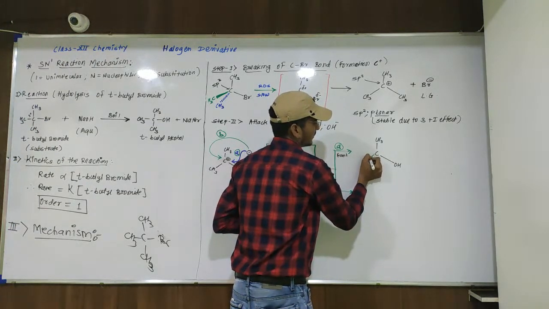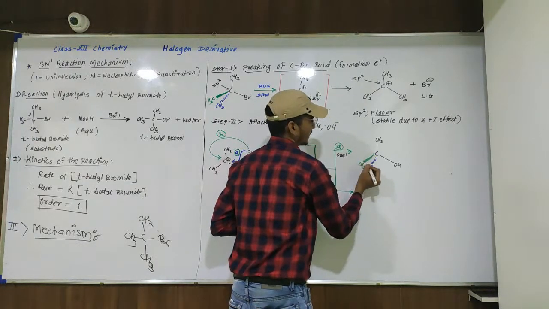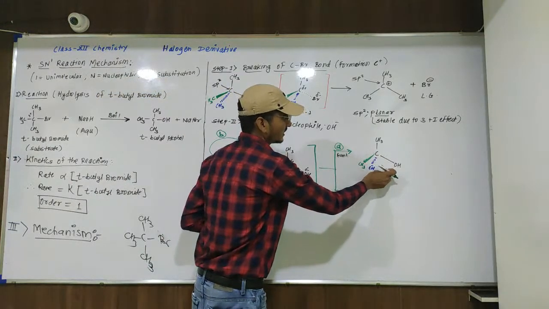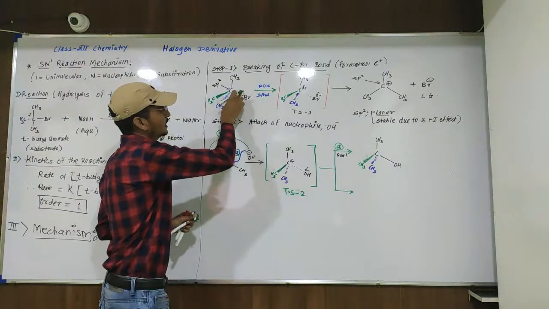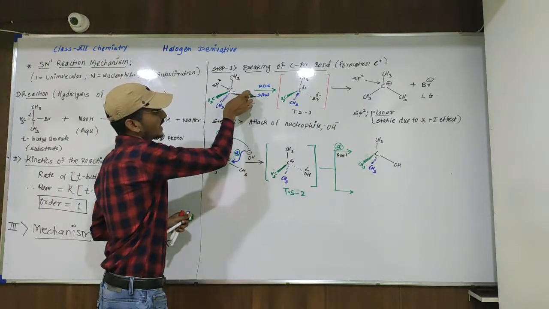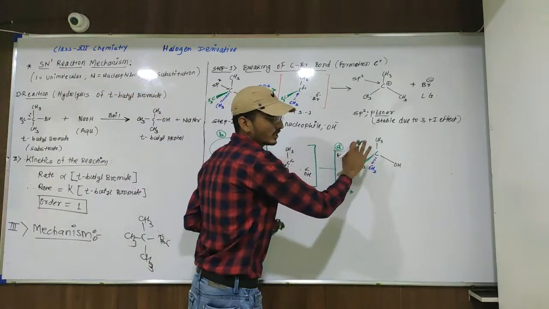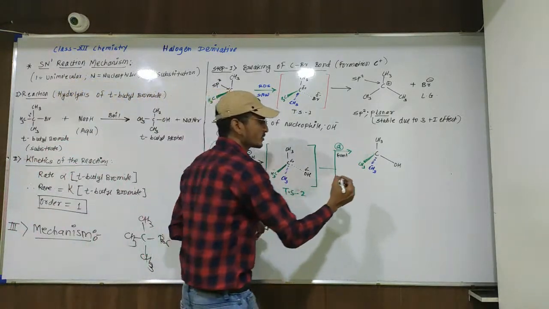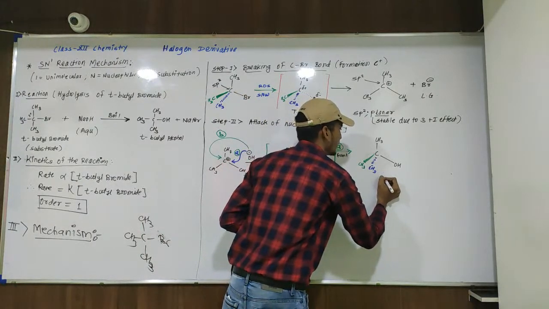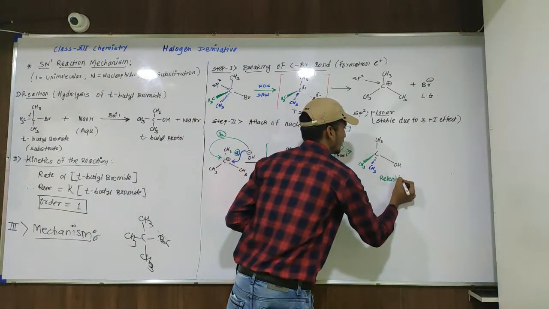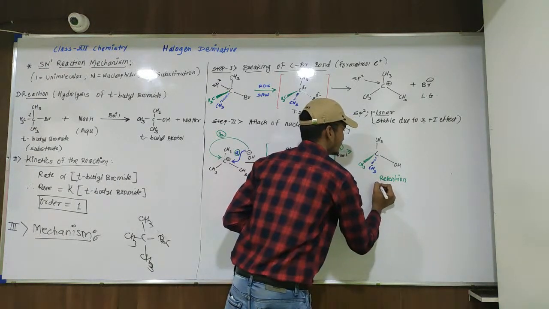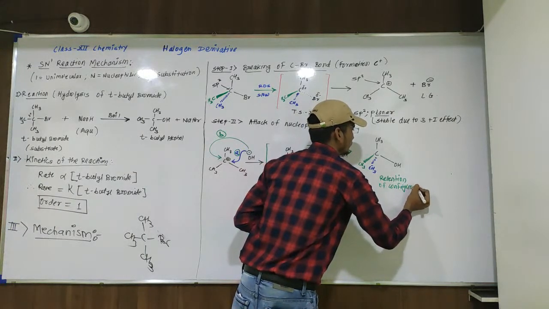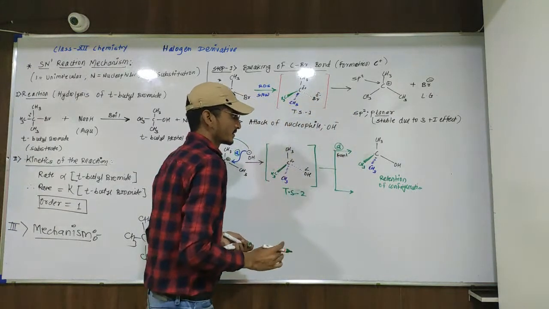You will easily understand this SN1 mechanism. What is the configuration here? The configuration remains the same as the substrate. In the substrate, Br is only replaced by OH, so there is no change in the configuration. That's why it is called retention of configuration. So this is nothing but the retention of configuration.